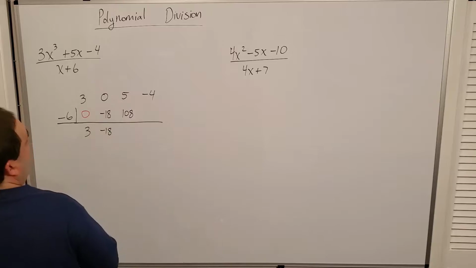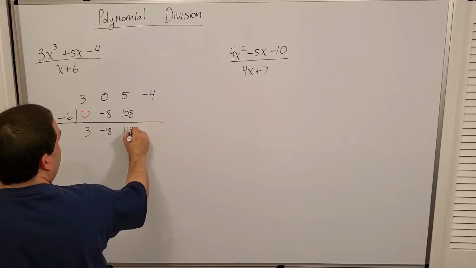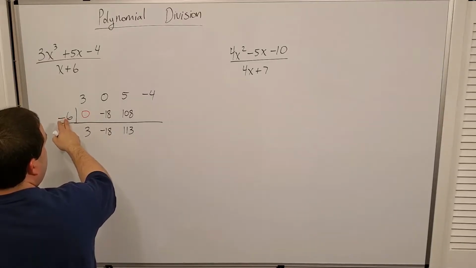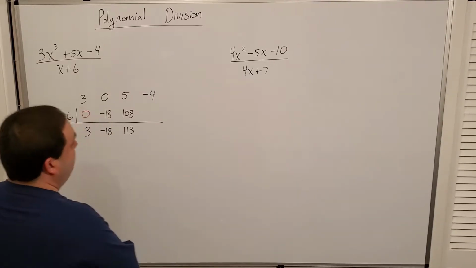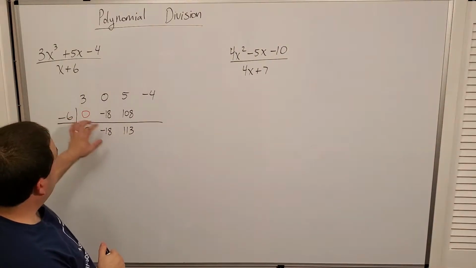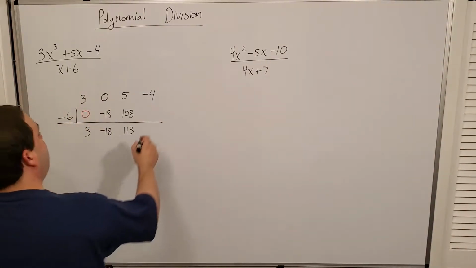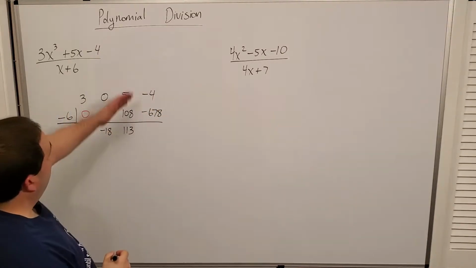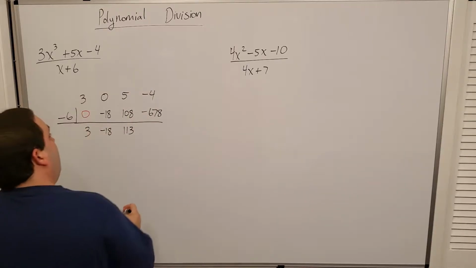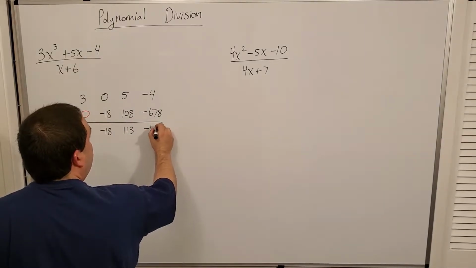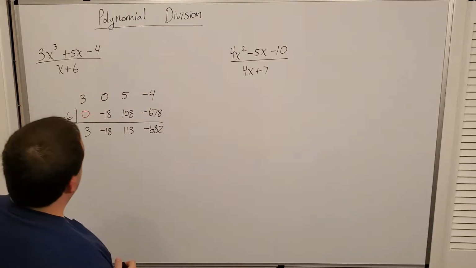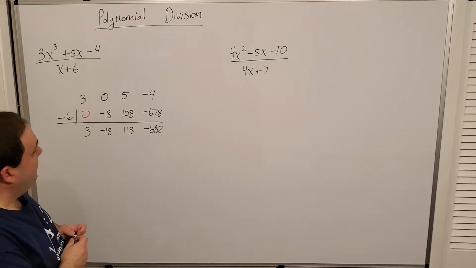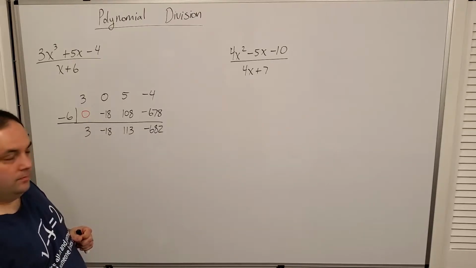I add 5 to 108, and I get 113. Then I do -6 times 113, and I get -678, like so. Then I add these two together, and I get -682. Then the rest of this kind of division is soaked up in interpreting the answer.